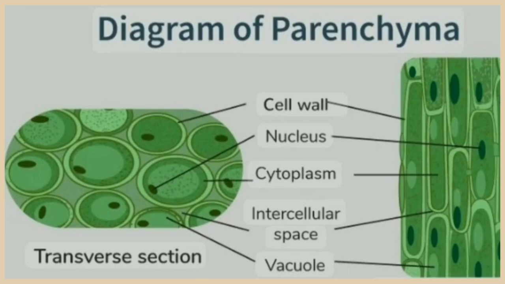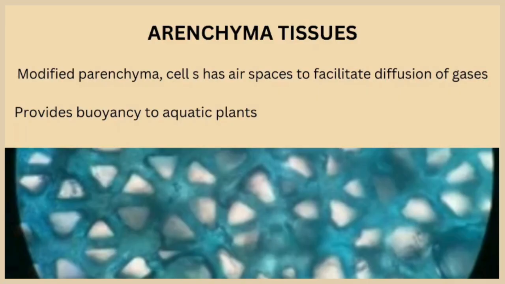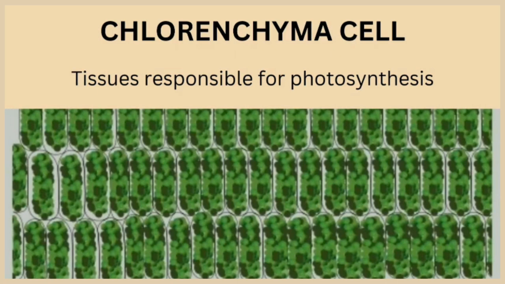This tissue generally stores food. In aquatic plants, large air cavities are present in parenchyma to help them float. Such a parenchyma type is called aerenchyma. In some situations, it contains chlorophyll and performs photosynthesis, and then this type of parenchyma is called chlorenchyma.